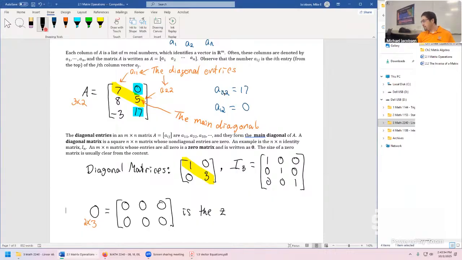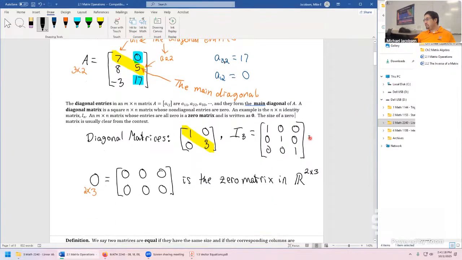Oh, Control Z got a little crazy there. Is the 0 matrix in R2x3. We say R2x3 because the size of this matrix is 2 rows, 3 columns. And this space contains all matrices of that same size, whatever entries you'd like to put in. Well, that's our review of all the notation.